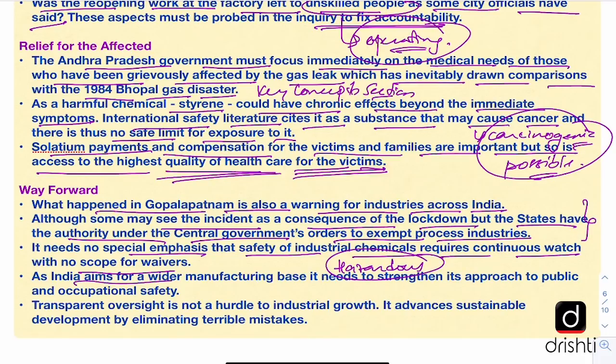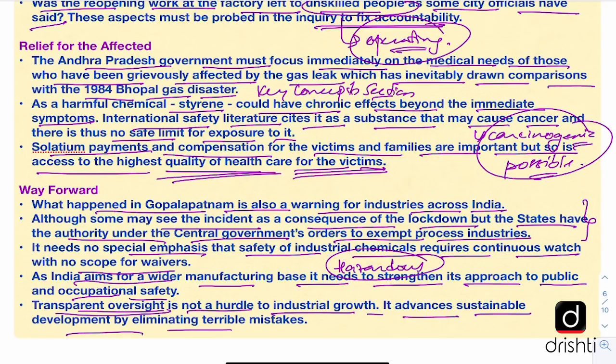As India aims for a wider manufacturing base, it needs to strengthen its approach to public and occupational safety. That is very much needed. Finally, the editorial makes this point that transparent oversight is not a hurdle to industrial growth. Rather, it advances sustainable development by eliminating terrible mistakes which can have catastrophic costs.